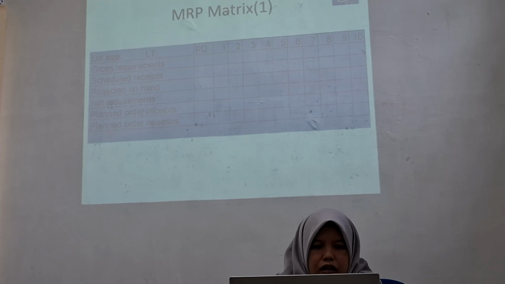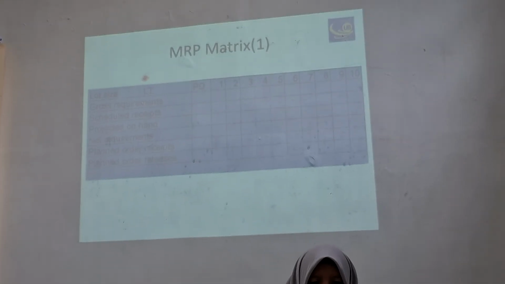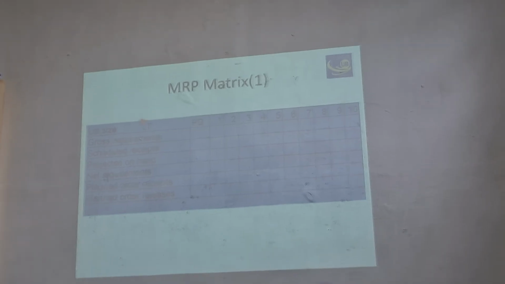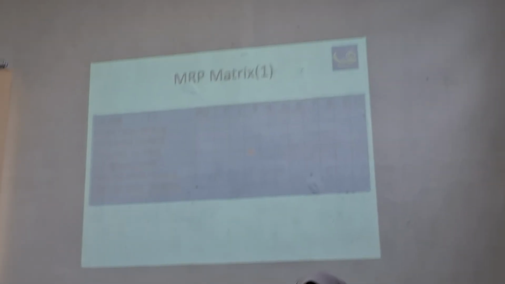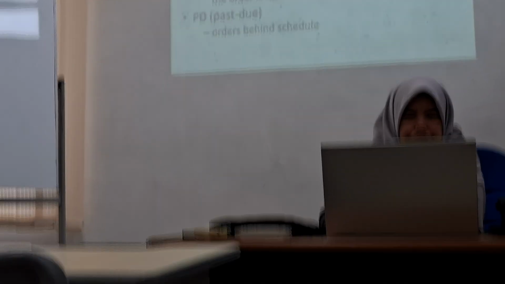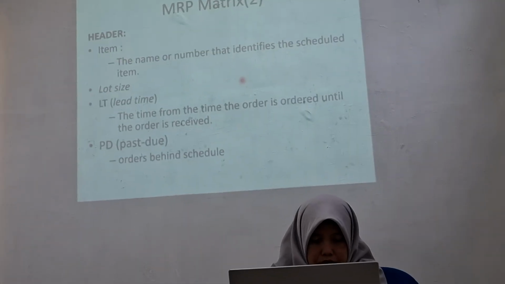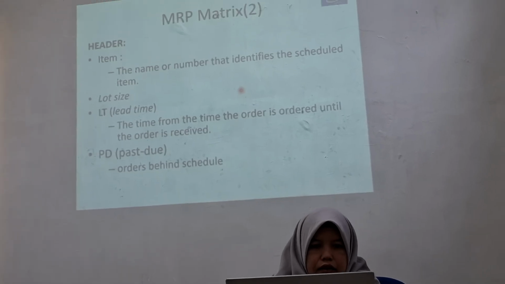There is a difference between receipt and release. Planned order release is based on how long the lead time is. We will discuss it with an example. This is the explanation of the components of the matrix in MRP.